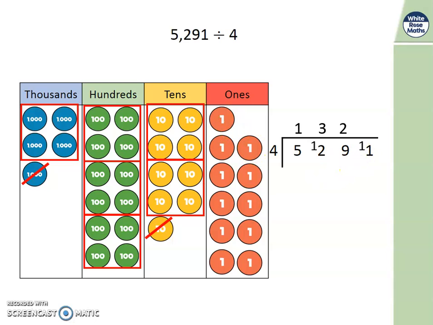4 into 11, well, we need to group them in 4s. 1 group, 2 groups. There are 2 whole groups I can make, but I can't make a group from these. So these are what we call the remainder. So we will record that as remainder 3. So the answer is 1,322 with a remainder of 3 counters that cannot fit in.